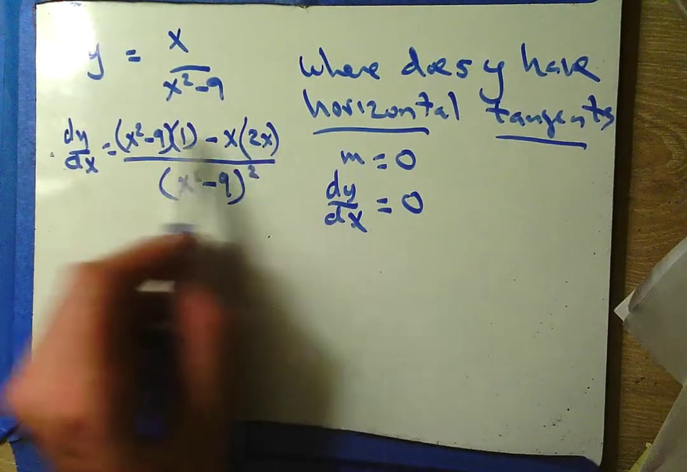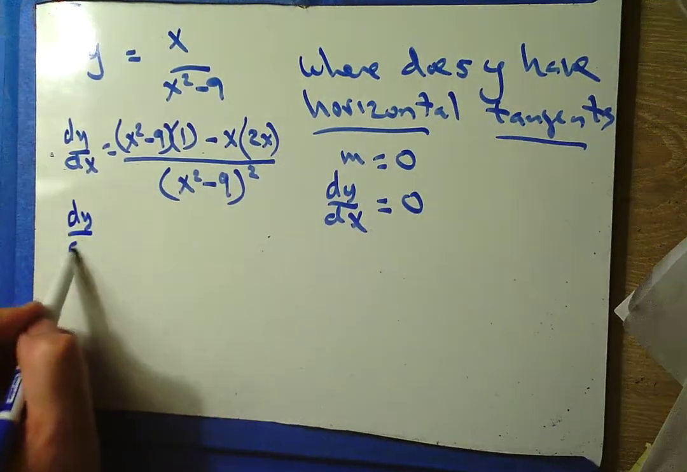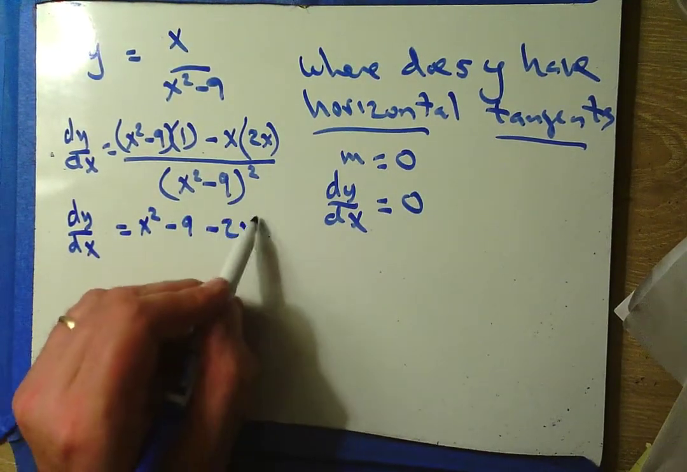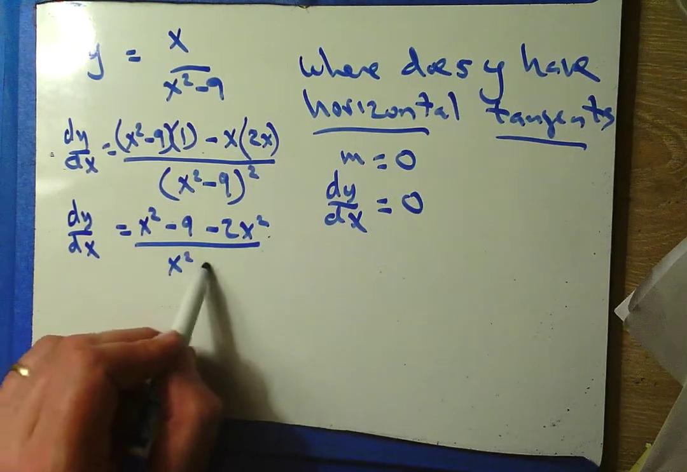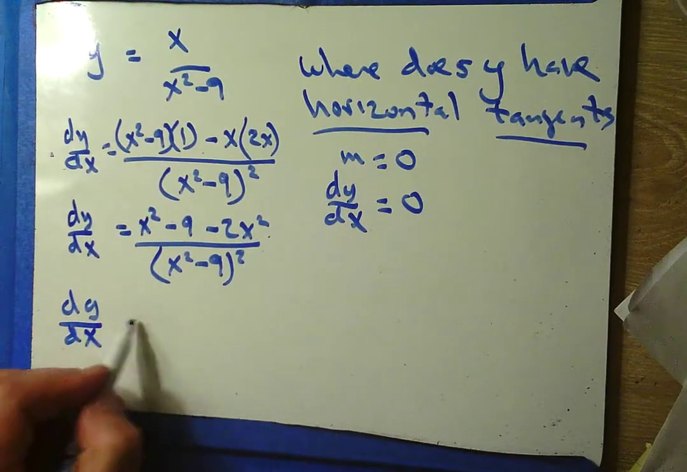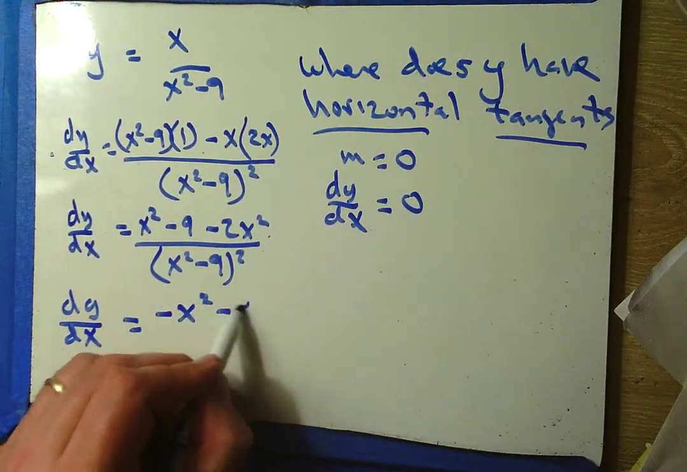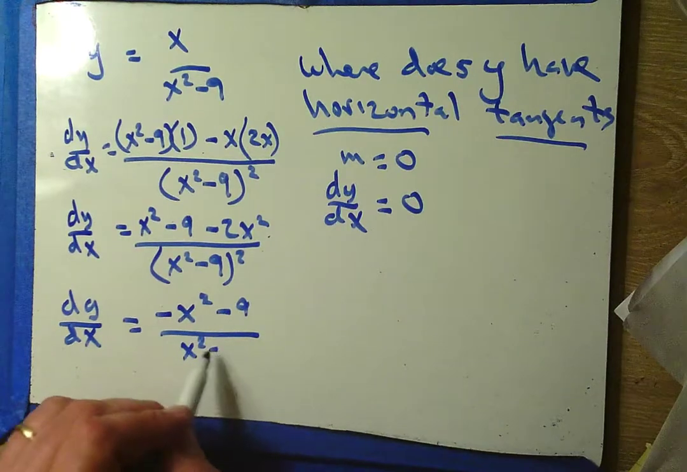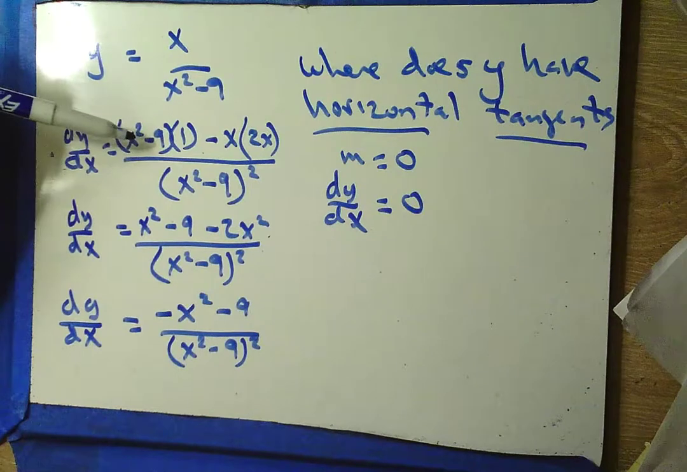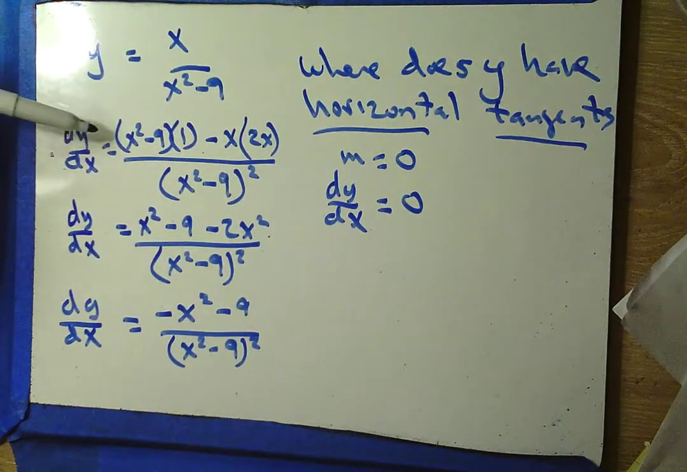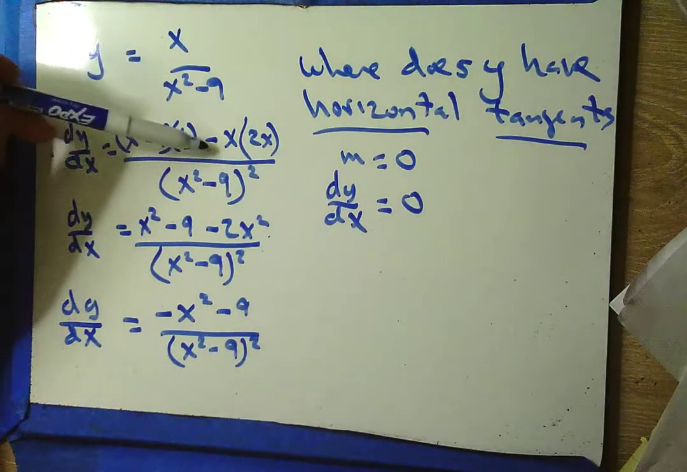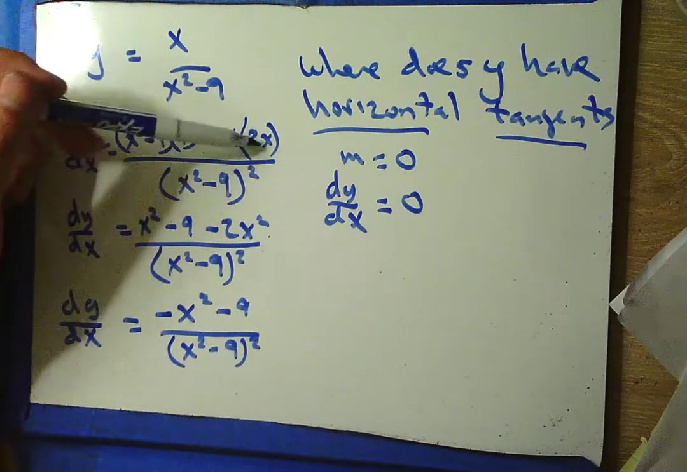Well, I kind of want to tidy this up first. So dy dx equals x squared minus 9 minus 2x squared over x squared minus 9 squared. Dy dx equals negative x squared minus 9 over x squared minus 9 squared. Now, I just want to check before we go any further to make sure I did the quotient rule properly. Low d high minus high d low.